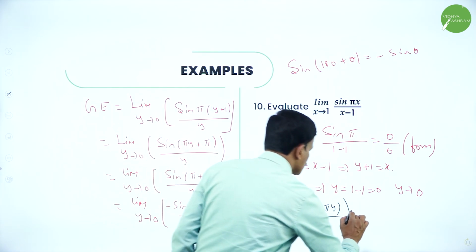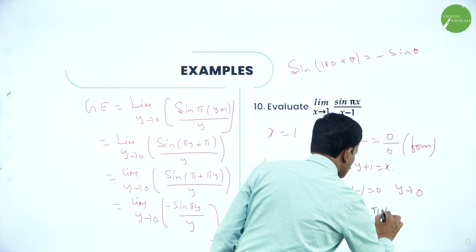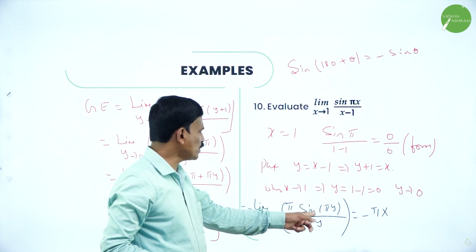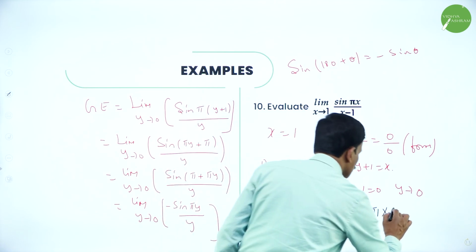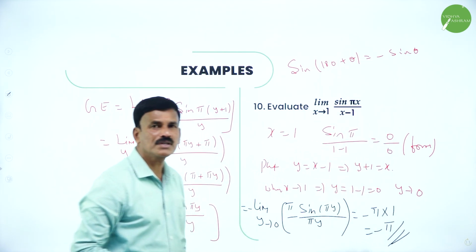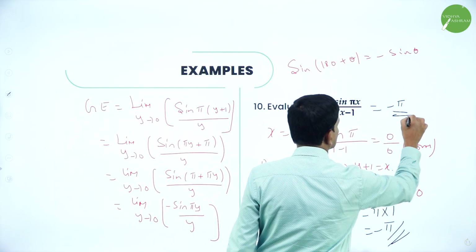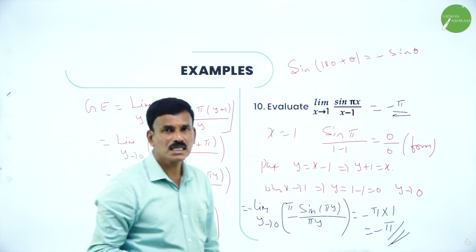What happens? This is equal to minus pi into limit y tends to 0 of sine of pi y divided by pi y. This is of the form sine theta by theta, which is equal to 1. So 1 into minus pi is the simplified answer. The answer for this is minus pi. That's it. This is how we are going to evaluate this limit.